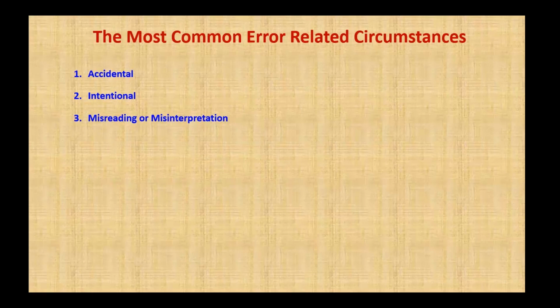As I said earlier, accidental. These errors may have been caused by speaking, hearing, reading, writing, or memory lapses. Number 2, the intentional. Now, for some people, this may sound a little funny, but it is what it is. The informant deliberately provided false information and/or omitted important details.